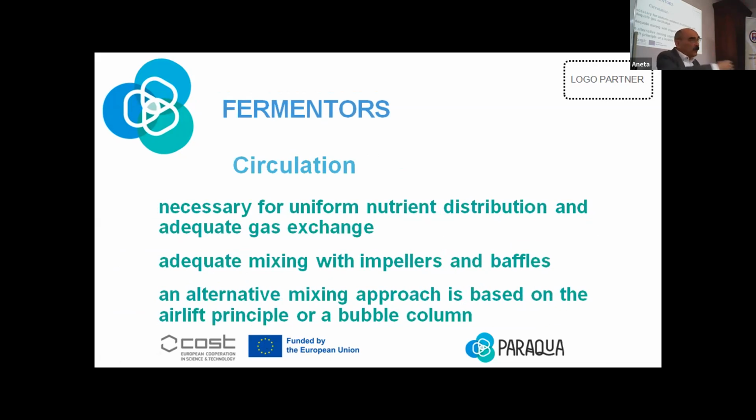In order to allow proper gas exchange, you have to be very careful with mixing, and it has to be uniform nutrient distribution and adequate gas exchange in fermenters, which is basically done by adequate mixing. So you can do this again with the airlift principles, or just with the air bubble column.